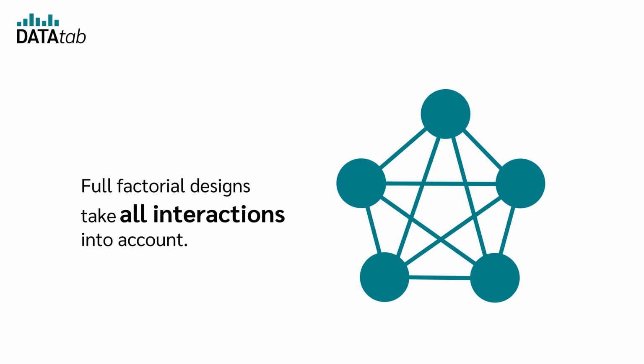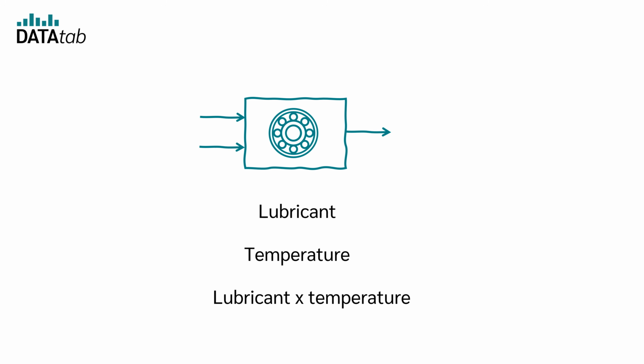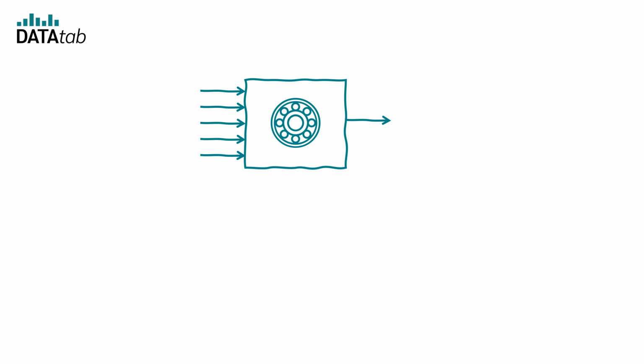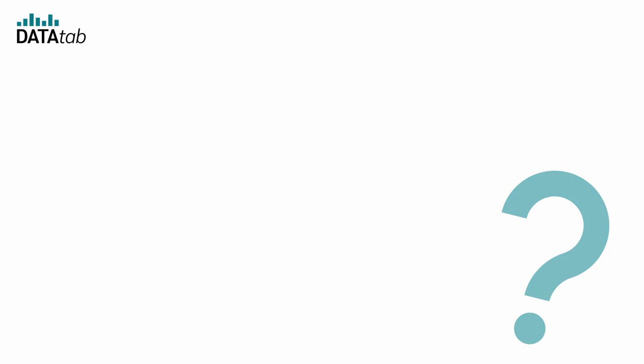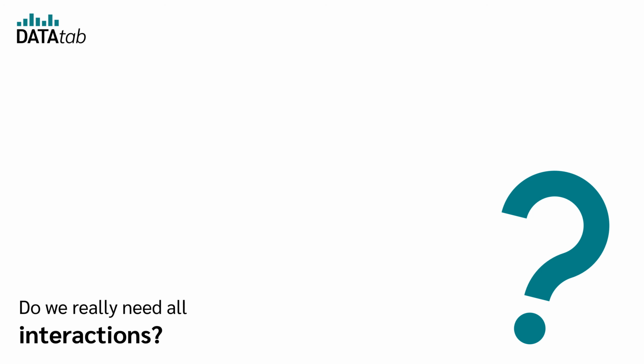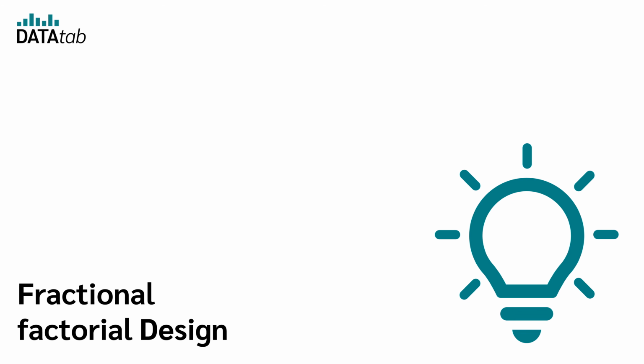Full factorial designs take all interactions into account. In our bearing friction example, in addition to the lubricant and temperature factors, we also looked at the interaction between lubricant and temperature. However, as the number of factors increases, numerous interactions rapidly emerge. For example, if we have the 5 factors A, B, C, D and E, we get the interaction between 2 factors, between 3 factors, between 4 factors, and between all 5 factors. Now, of course, the question is, do we really need all the interactions or can we reduce the resolution? And this is exactly what the fractional factorial design does.